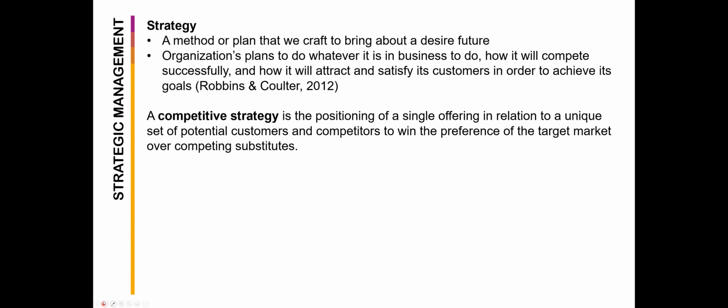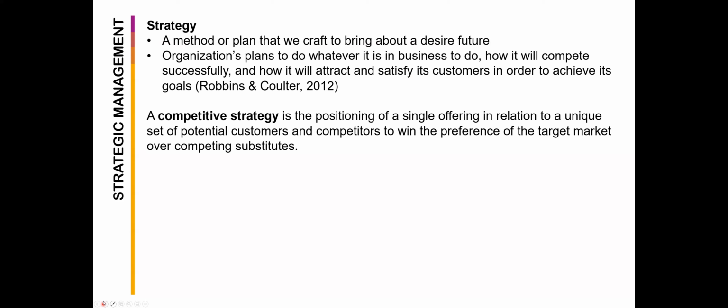Okay, but a competitive strategy has a focus on positioning yourself in the right place to either get more customers or to box out your competitors. Okay, so it's a positioning of a single offering in relation to a unique set of potential customers and competitors to win the preference of the target market over competing substitutes.